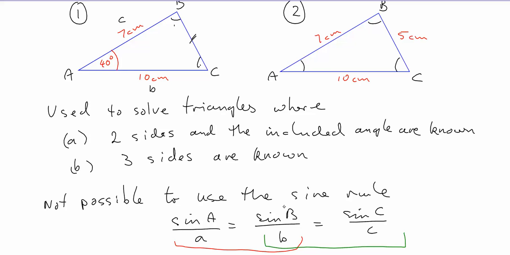So any equation you chose, say the first one here, sine A over a, where side a is unknown, equals sine B over side b. But angle B is unknown. So you'd always have two unknowns. And in the second case, where we know three sides, any equation we pick from the sine rule will contain two angles, and so all the angles are unknown, so we'll have two unknowns.